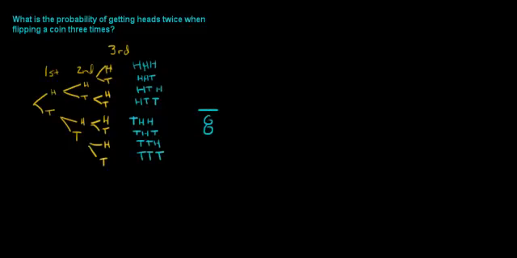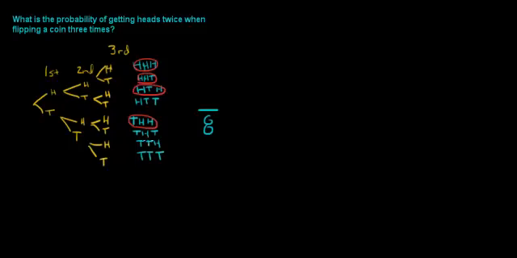Of those 8 outcomes, let's look at how many of them are favorable to what we're looking for. Because remember, probability is always the number of favorable outcomes over possible outcomes. So the favorable outcomes, getting heads twice when flipping a coin 3 times. Well, here's one where it was at least twice. Another one. There's another one. This one, not so much. This one here was no, no, no.